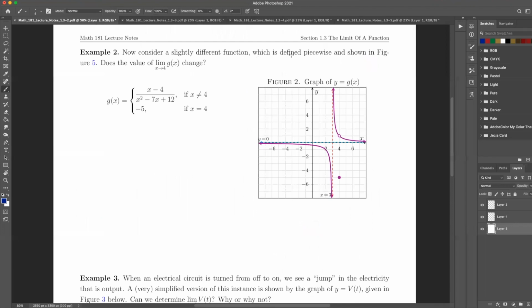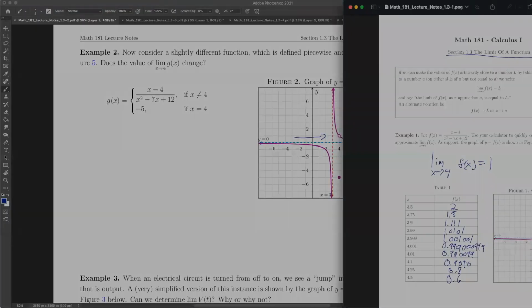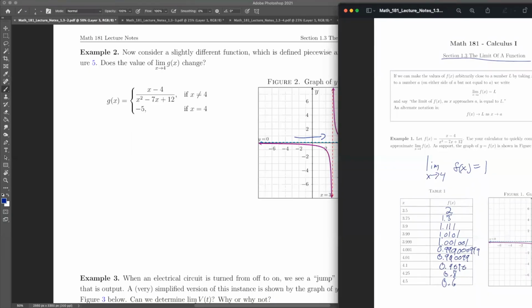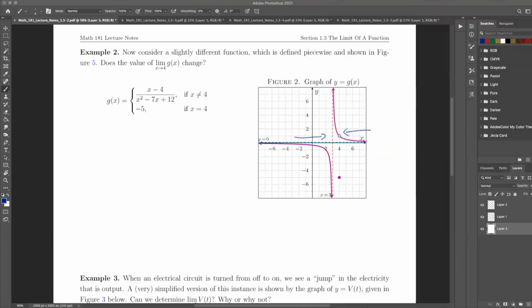Now let's consider a slightly different function. Assuming we have the piecewise function shown here, does the value of the limit change? As we walk function values in this way, and as we walk function values in this way, is that limit going to change? Are the values going to change at all? Yes, no, maybe? Anyone have a guess? No, it's not going to change. That's correct. And so, no, it's really not going to change.